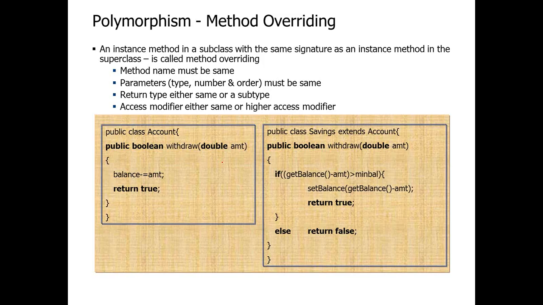In this example, class account has public boolean withdraw amount, and savings account extends account and has public boolean withdraw amount, overriding the method. Here you are not checking anything. Here it is checking if the get balance is less than minimum balance, return true, else return false. So this will do some check. The same method signature is used, but implementation is different.